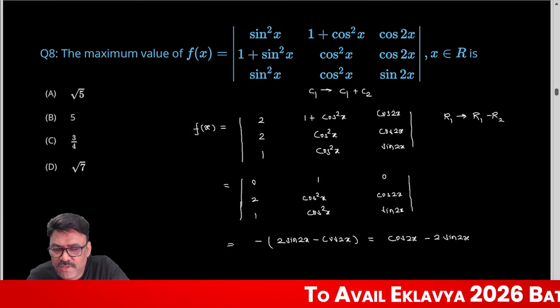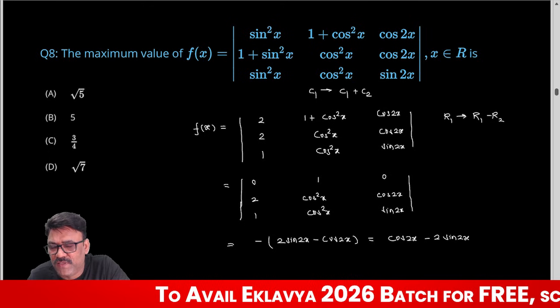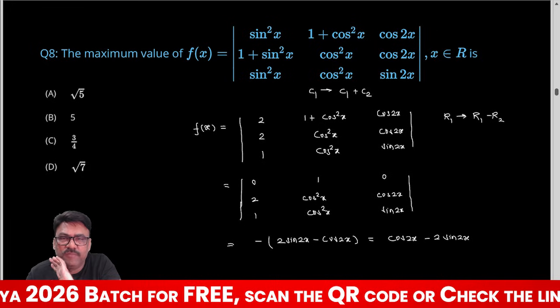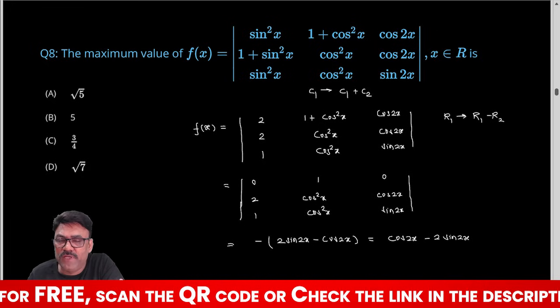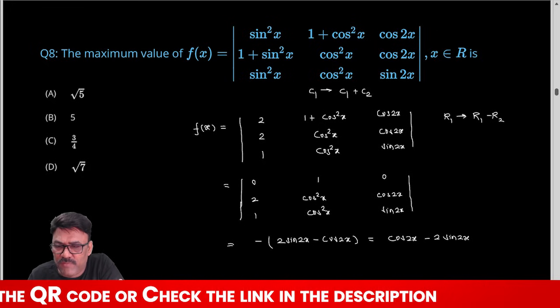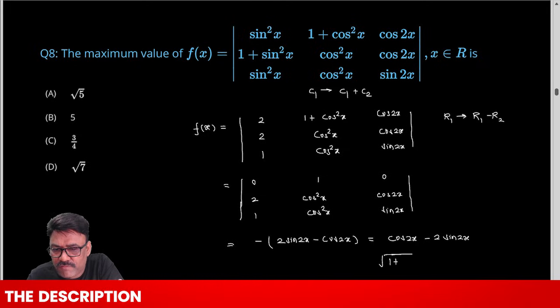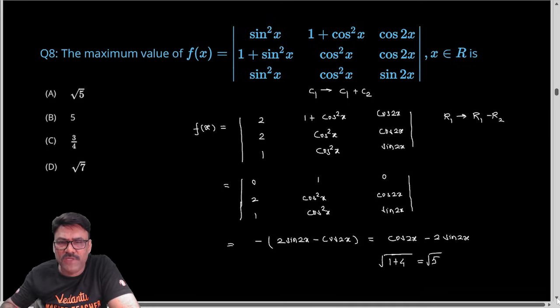And now you can see that it is of the form a cos x plus b sin x. And you know that any trigonometric expression of the form a cos theta plus b sin theta, maximum value will be under root a square plus b square. Here a is 1, b is minus 2. So its maximum value will be under root a square plus b square, 1 plus 4 under root. So maximum is root 5 here. Right? Easy question.